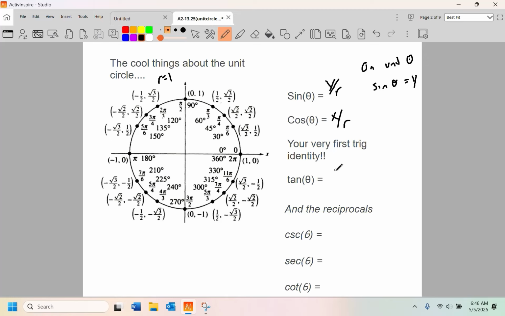And our very first trig identity, because I want you guys to know this, because I am intending on doing some trig identities, is that tangent is sine of theta over cosine of theta, which is y over r, divided by x over r, and then the r's cancel, and we're left with y over x. So that's where tangent comes from. And the reciprocals, of course: cosecant being the reciprocal of sine would be r over y. Secant being the reciprocal of cosine would be r over x, and cotangent would be the reciprocal of tangent, so it would be x over y.